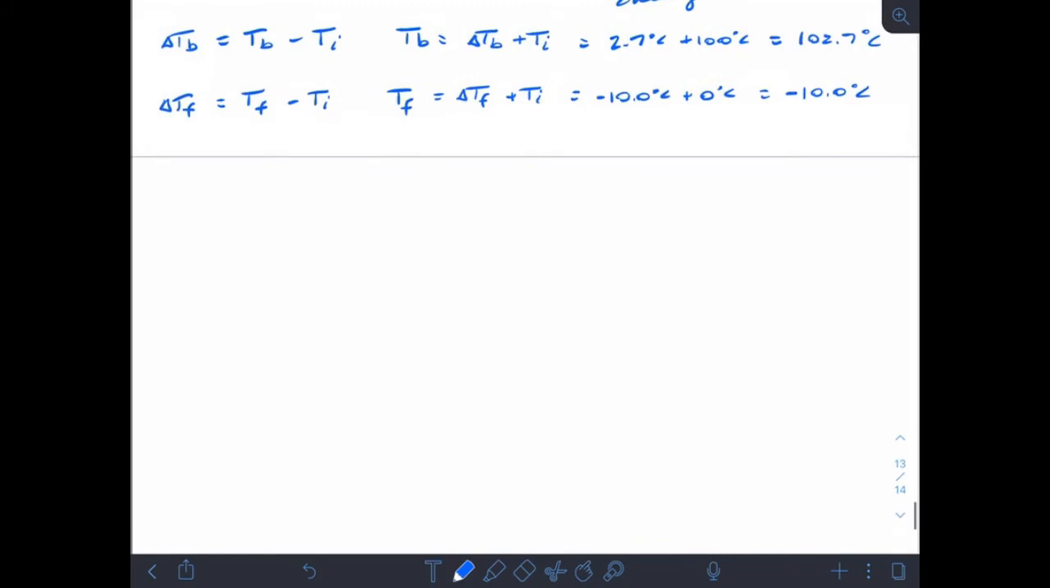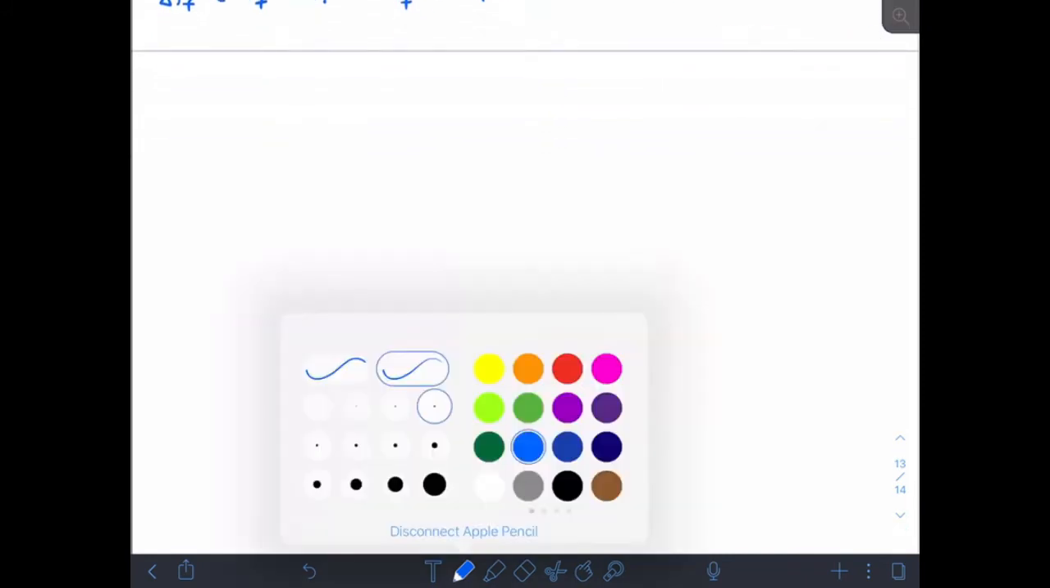Okay, so let's twist this around a little bit and do another example problem, okay? Where we can use these equations to determine concentration, okay? So here's our example. We're going to add some solute to H2O, measure delta T, and determine the concentration of particles.